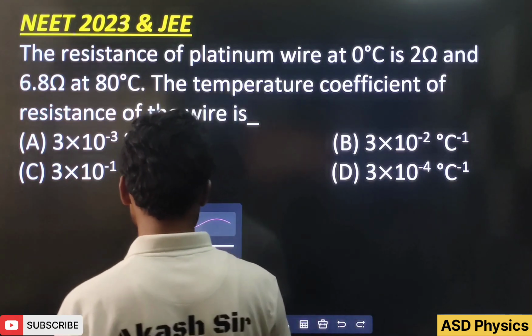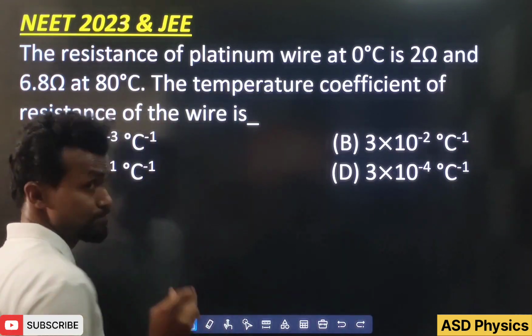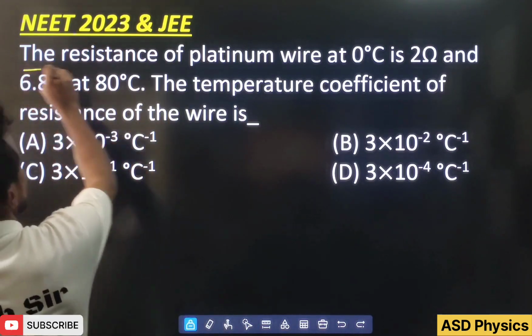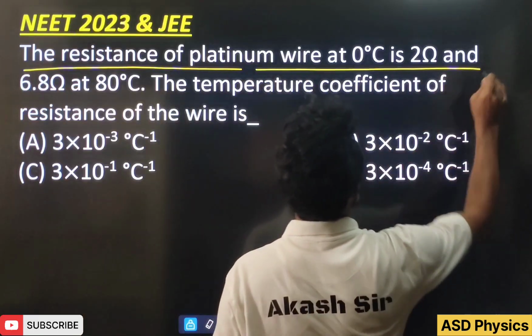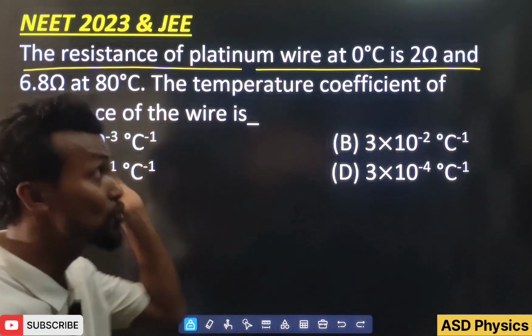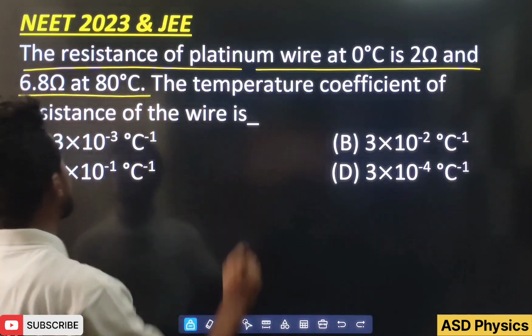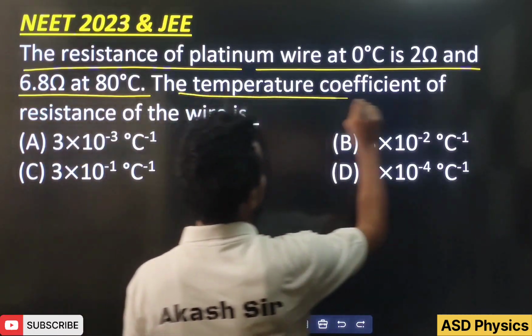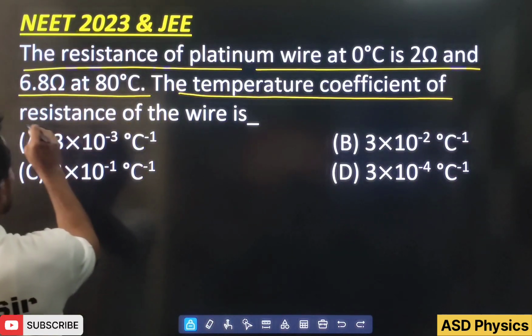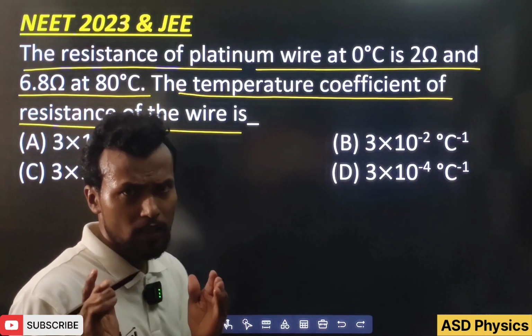Next one, kindly see, students, this is the question. Easy question. The resistance of a platinum wire at 0 degrees Celsius is how much here? 2 ohm, and 6.8 ohm at 80 degrees Celsius. The temperature coefficient of resistance of the wire is how much?